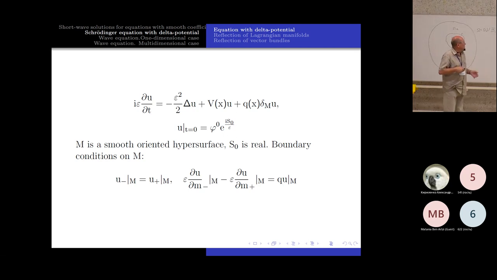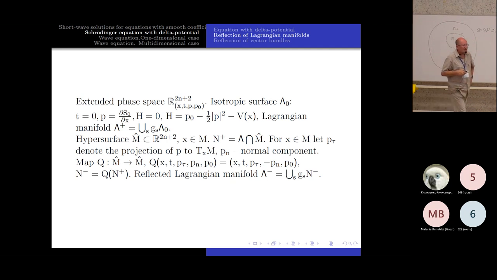Of course, these conditions follow from the condition that this operator must be self-adjoint. So that we have to restrict this operator without any delta function to the functions which vanish on the surface, and then take the self-adjoint extension, all the self-adjoint extensions.